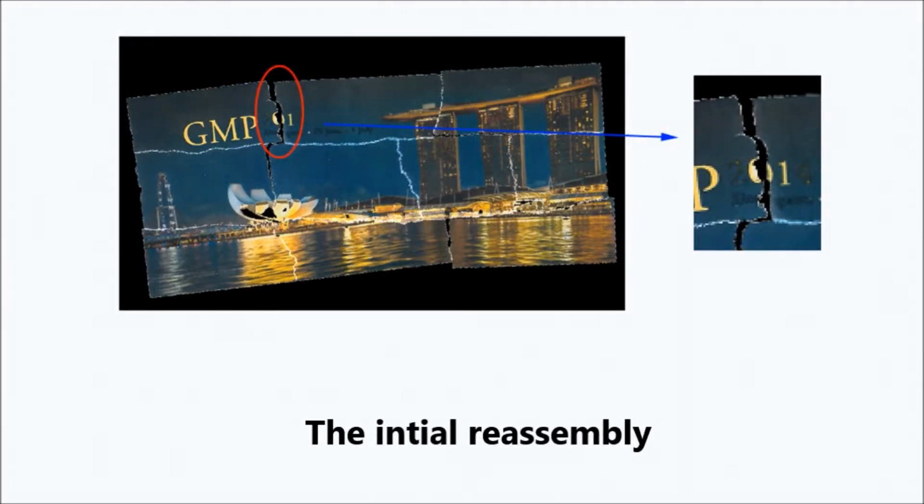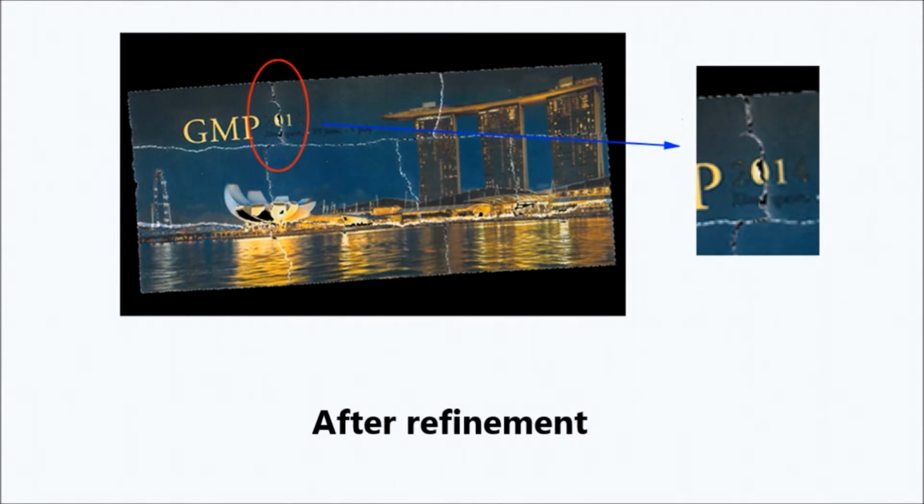This is the reassembly result from group-wise matching. After the refinement, the accumulated error is reduced. This is the improved reassembly result.